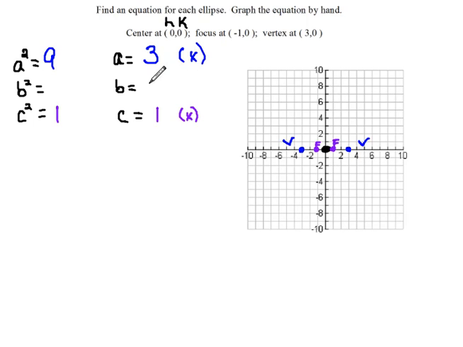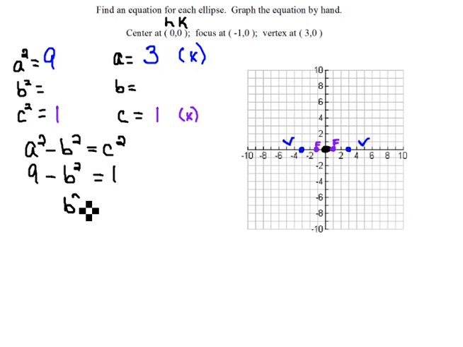Now, the only thing we don't know here in this important stuff is the B value. But if you'll remember, we have a relationship that says A squared minus B squared equals C squared, which means that 9 minus B squared has to equal 1. And that means that B squared has to be 8. So if we know that B squared is 8, then that means B must be the square root of 8, which would simplify into 2 square roots of 2.